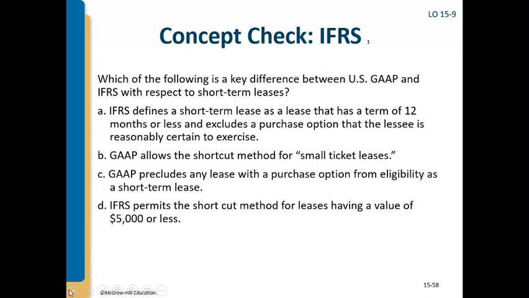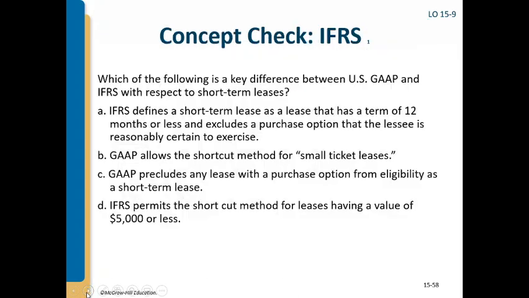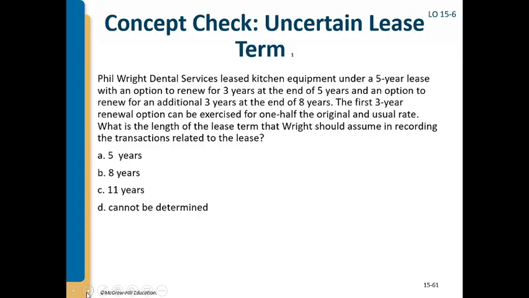All right, so having said that, let's look at this example. Wright Dental Services leased kitchen equipment under a 5-year lease with an option to renew for 3 years at the end of the 5 years and an option to renew for an additional 3 years at the end of the 8 years. The first 3-year renewal option can be exercised for 1/2 the original and usual rate. Well, that's a pretty good deal. And so the question is, what is the length of the lease term that Wright should assume in recording the transaction related to the lease?